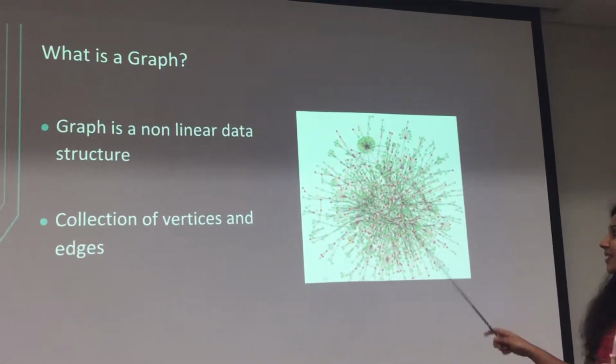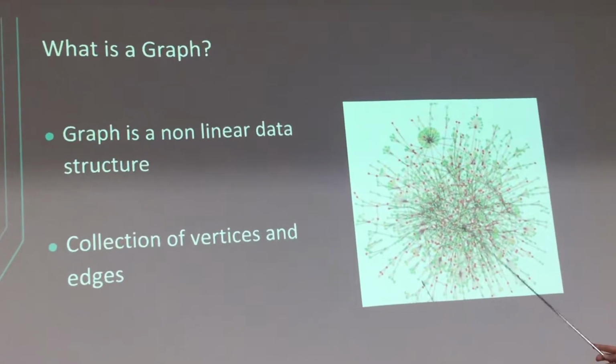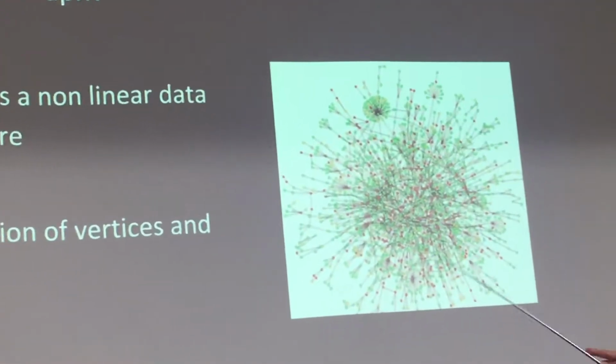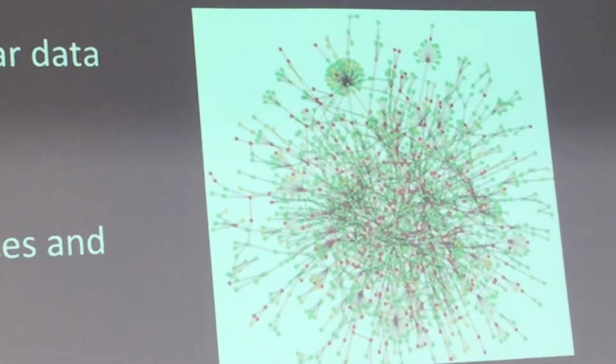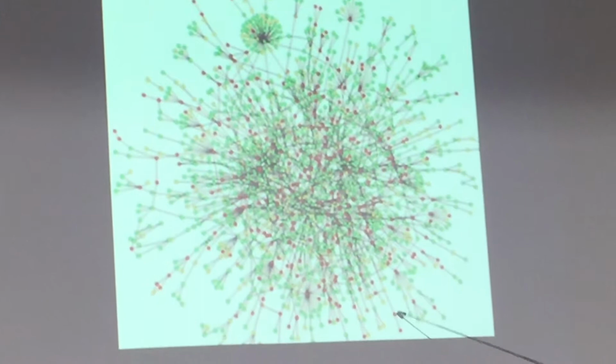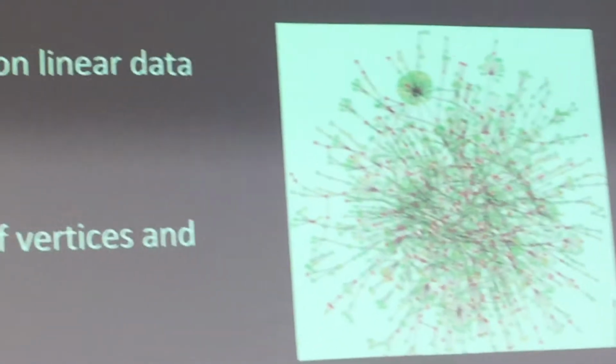Yeah, so before going through MapReduce and bulk synchronous systems, let's go through some basics. We'll start with what is a graph. A graph is basically a non-linear data structure. It consists of vertices and edges. As you can see, these are the vertices or nodes, and the links between them are known as the edges.